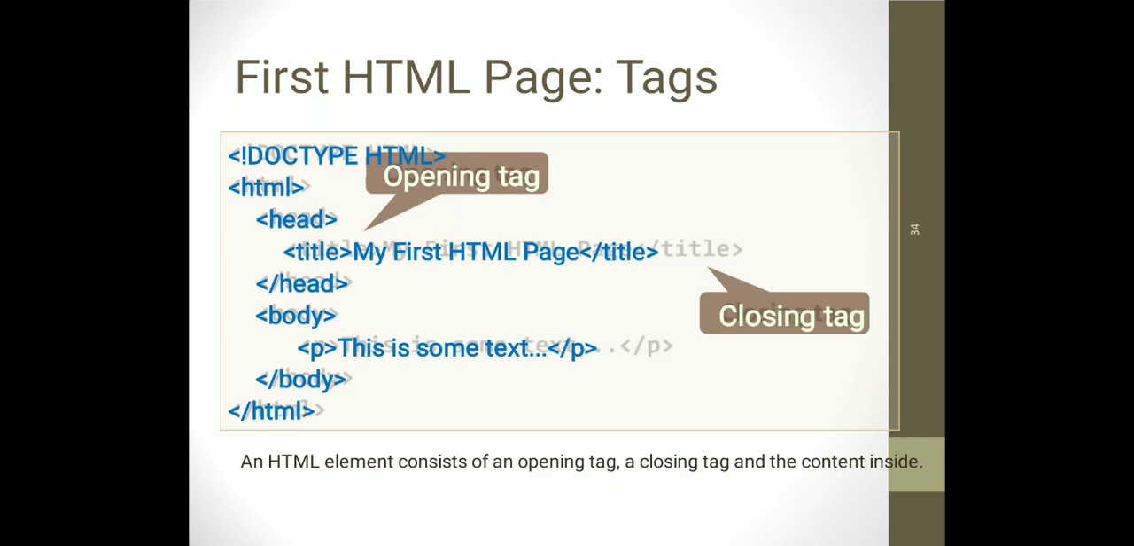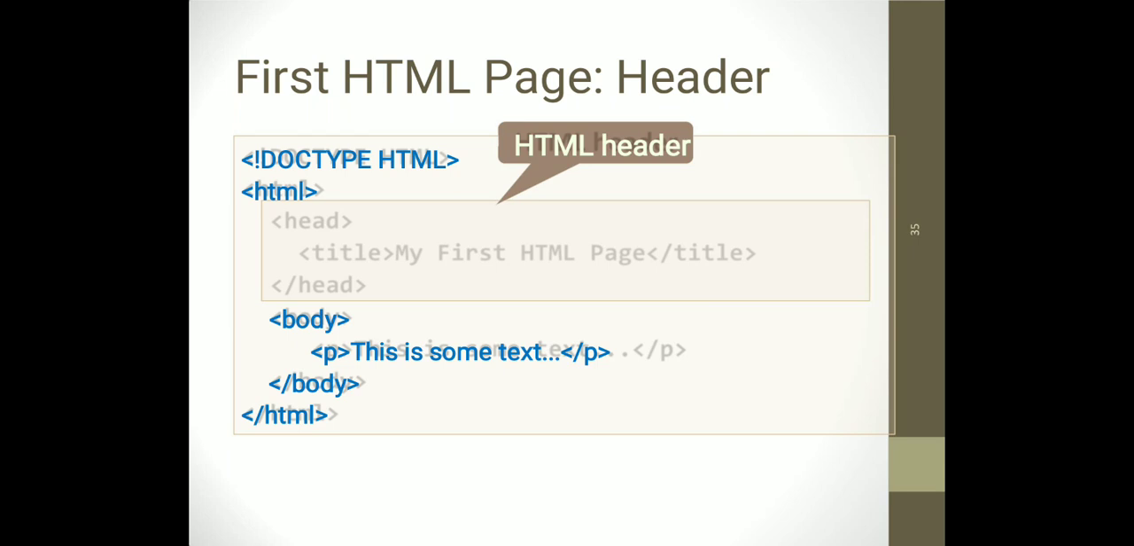So we can see in the example the title, it is the opening tag, and after completing that statement it is the close tag. Okay, so that is the closing tag. Any HTML element consists of an opening tag and a closing tag, and the content will be inside the tags. So this is the HTML header that is made in the head tags, and the title is given in the head section.